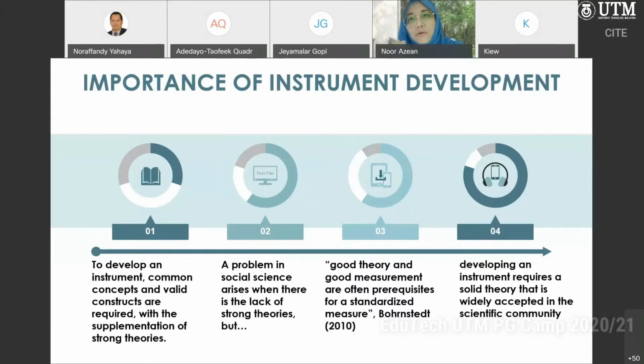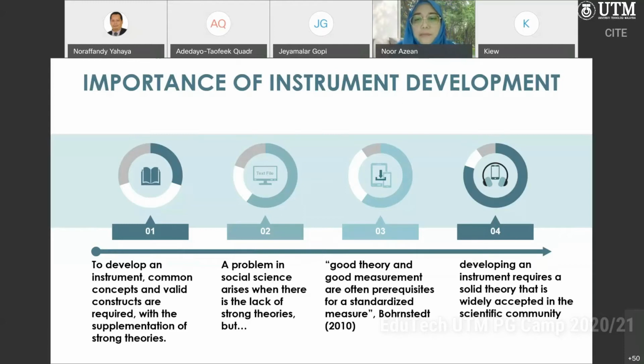So we, as social scientists, right, which is reflected in the dearth of well accepted instruments, right? We conduct research with humans. So how can we make an appropriate instrument? Based on, if I'm not mistaken, Bostead, right, 2010, who pointed out that good theory and good measurement are often prerequisites for standardized measurement, right?